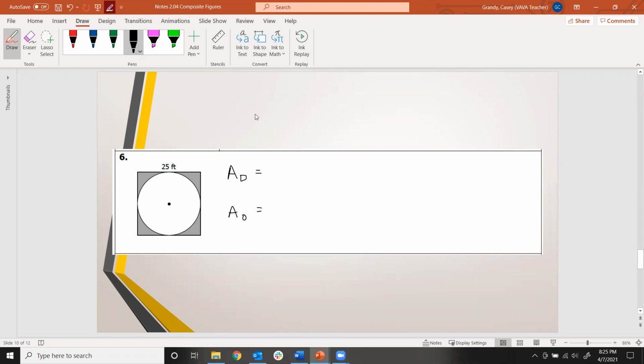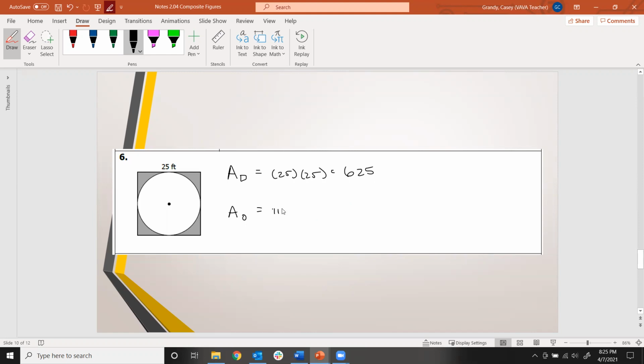So let's find the area of a square. Looking at the formula sheet, the area is side squared, or in this case 25 squared, or 25 times 25. So the area of the whole square is 625. But I don't want the area of the whole square. I got to get rid of the circle.